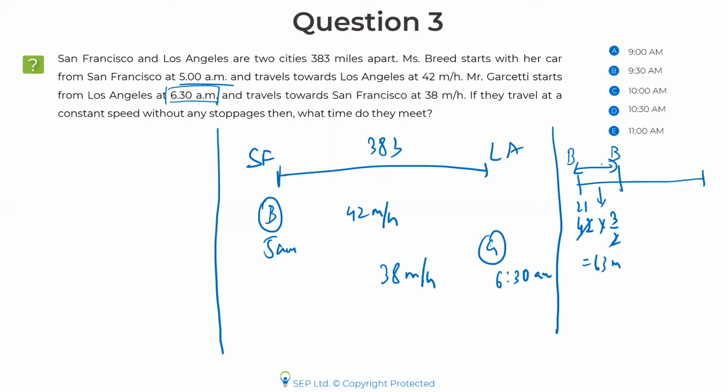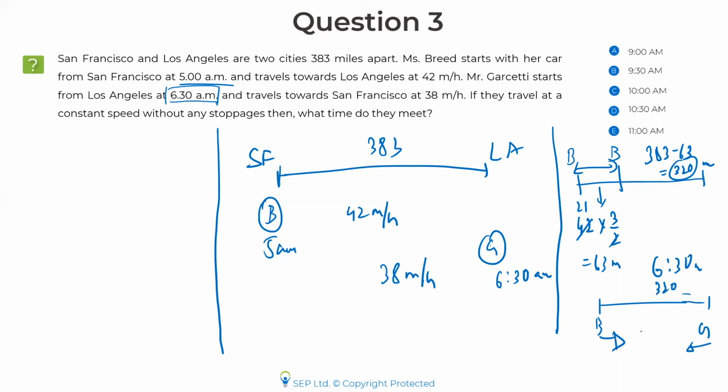So at 6:30, the distance between the two people is no longer 383. It is actually 383 minus 63, so the gap is reduced to 320 miles, and that is going to be my starting point. At exactly 6:30, the distance is 320, Miss B is moving, and Mr. G is also moving.